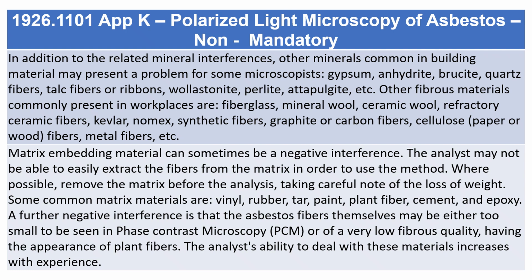Matrix embedding material can sometimes be a negative interference. The analyst may not be able to easily extract the fibers from the matrix in order to use the method. Where possible, remove the matrix before the analysis, taking careful note of the loss of weight. Some common matrix materials are vinyl, rubber, tar, paint, plant fiber, cement, and epoxy.